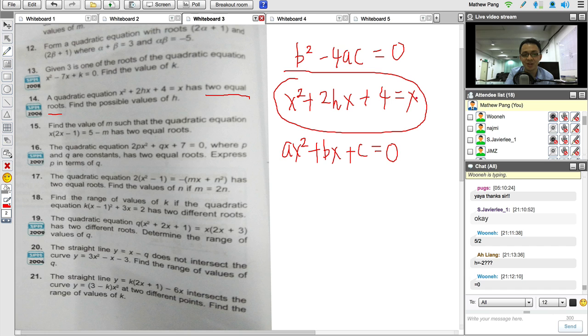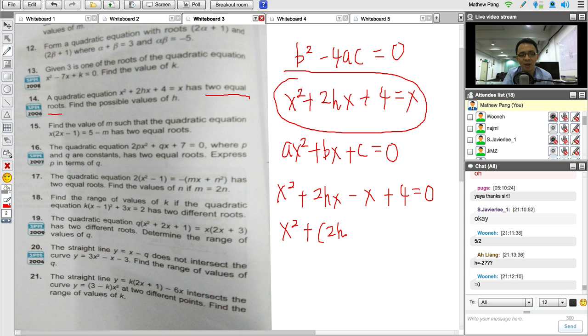I need to rearrange. I move the x to the other side, become minus x. Alright, so x squared plus 2hx minus x plus 4 equal to 0. Then I just factorize out the x. This one will be x squared plus bracket 2h minus 1 x plus 4. Okay, this one is general form. Until now only I take out ABC.